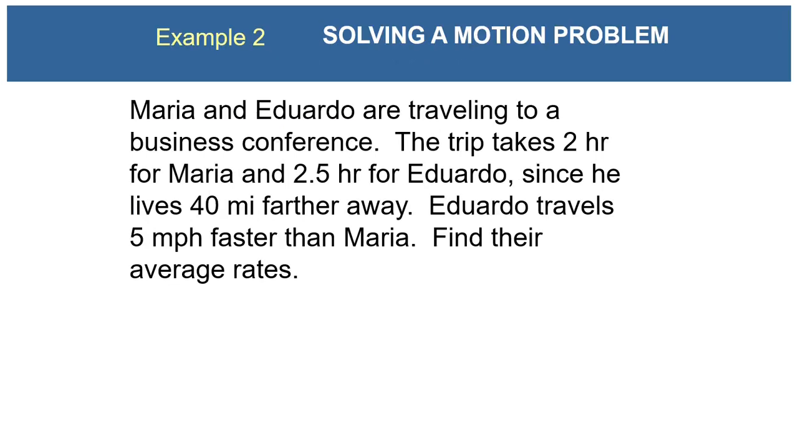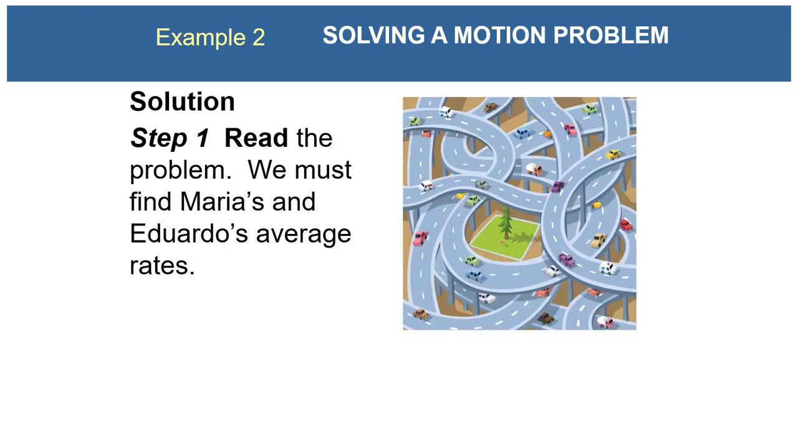Example 2. Maria and Eduardo are traveling to a business conference. The trip takes 2 hours for Maria and 2.5 hours for Eduardo, since he lives 40 miles further away. Eduardo travels 5 miles per hour faster than Maria. Find their average rates. In step 1, we read the problem. We must find Maria's and Eduardo's average rates. So we're looking for the variable r. I want to figure out what r is equal to, for both Maria and Eduardo.